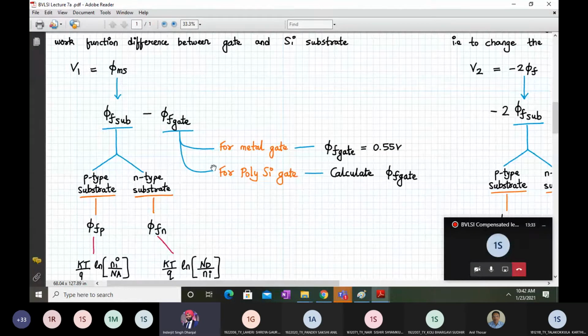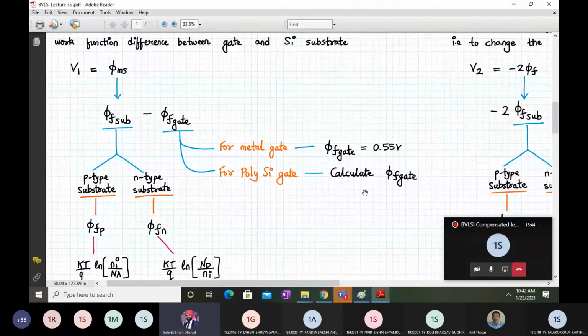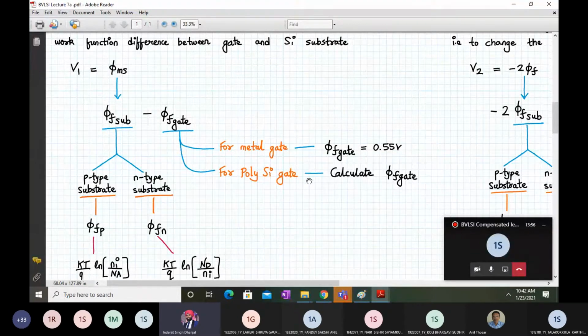Okay, so for phi f gate, if it is a metal gate, we directly use the value 0.55 volt. And if it is a polysilicon gate, we calculate phi f gate, because the polysilicon gate is made up of n-type silicon. That's why we will calculate phi f gate as phi f n.